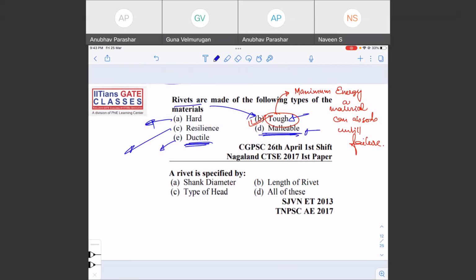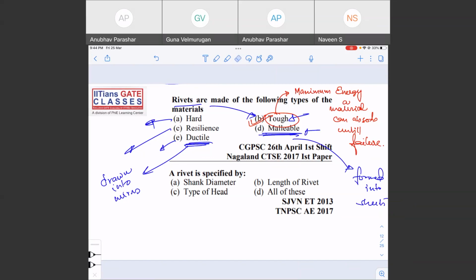Ductility means a material can be drawn into wires, can be pulled into wires. Right? So hardness, again, you should know what is hardness. It is surface indentation, scratch prevention, hardness, right? So all these points should be clear, because from here questions come, conceptual questions, easy questions that you should be able to answer. Right?